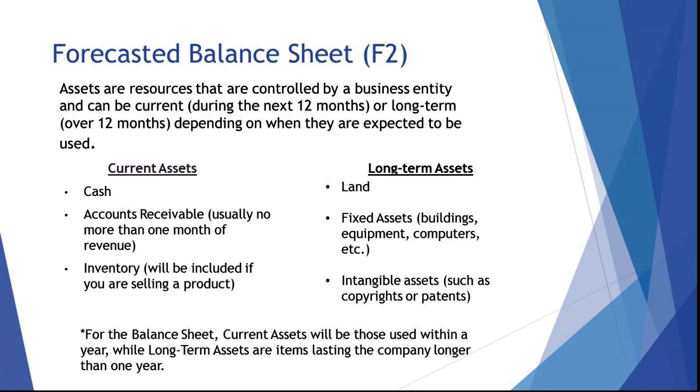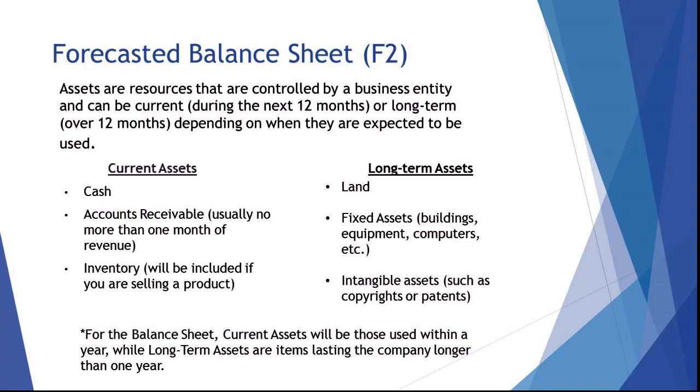Now, taking a quick look at the various sections of the balance sheet, starting with the top half, our assets section. In this area, you're going to show items that are controlled by your business or owned by your business. And assets can be either current, meaning that your company is intending to use that asset during the next 12 months, or they can be long-term assets, meaning that it will take you longer than 12 months to utilize that asset.